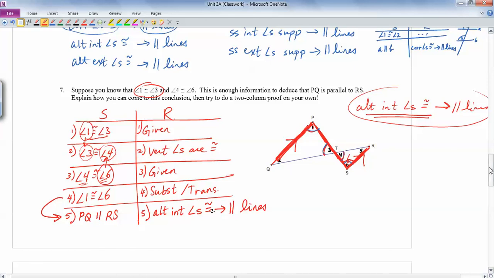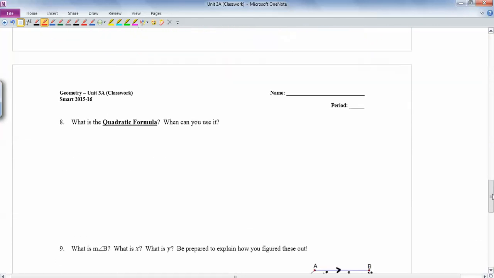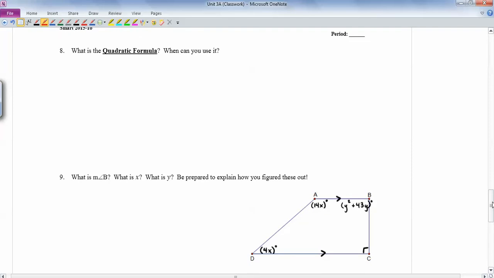Okay? So we got a couple more problems here. What's the quadratic formula? Okay, the quadratic formula, if you remember it, is x equals, and I like to use capital letters just because they're easier for me to think about, but it's negative b plus or minus the square root of b squared minus 4ac all over 2a.